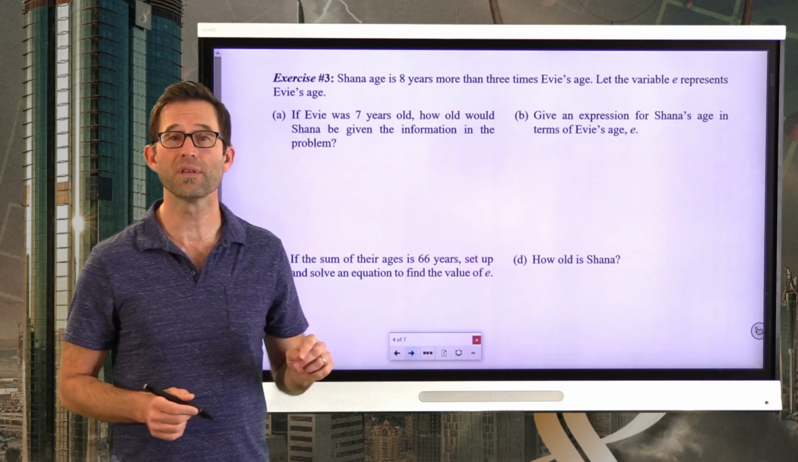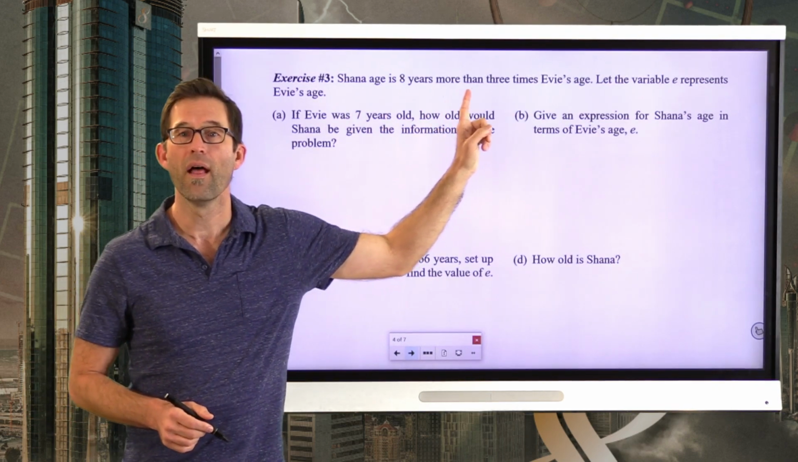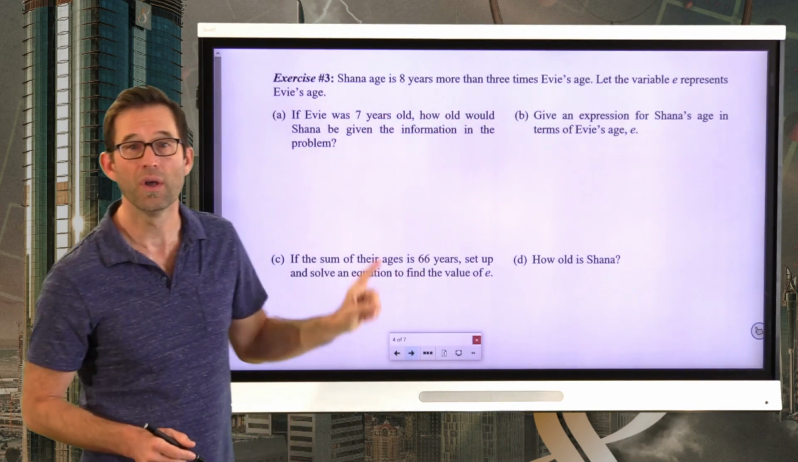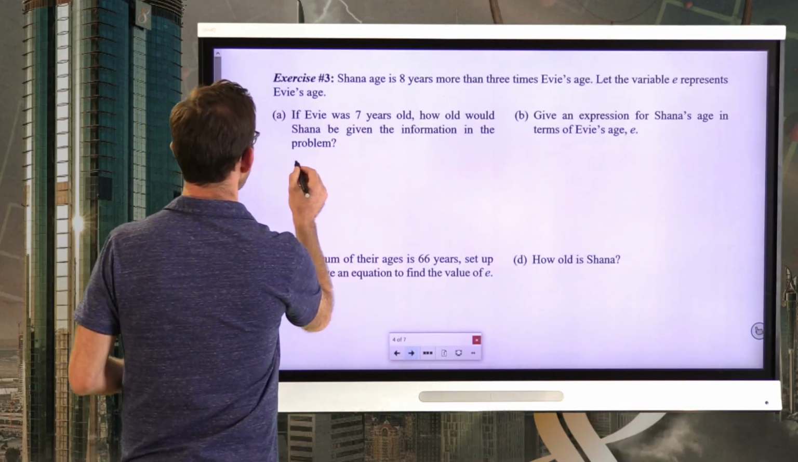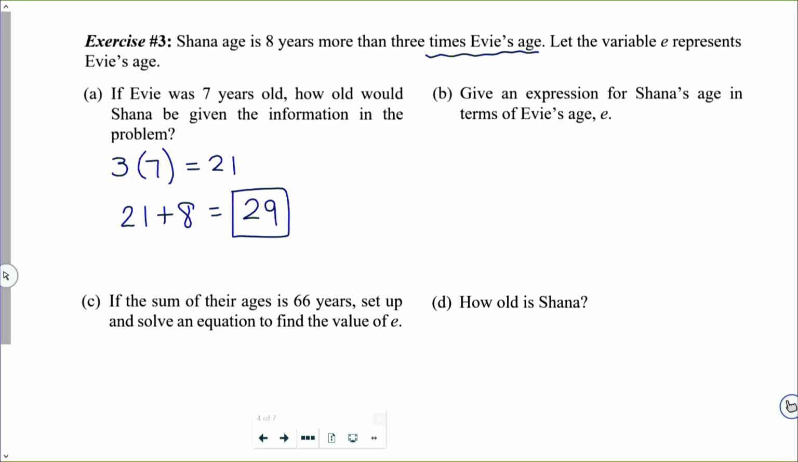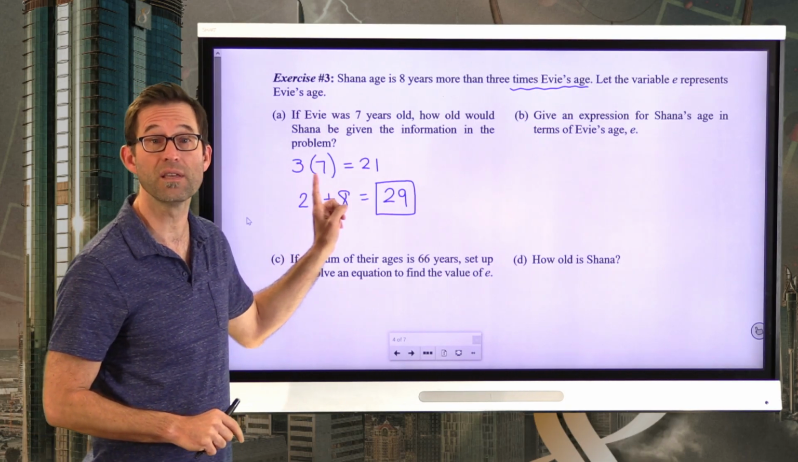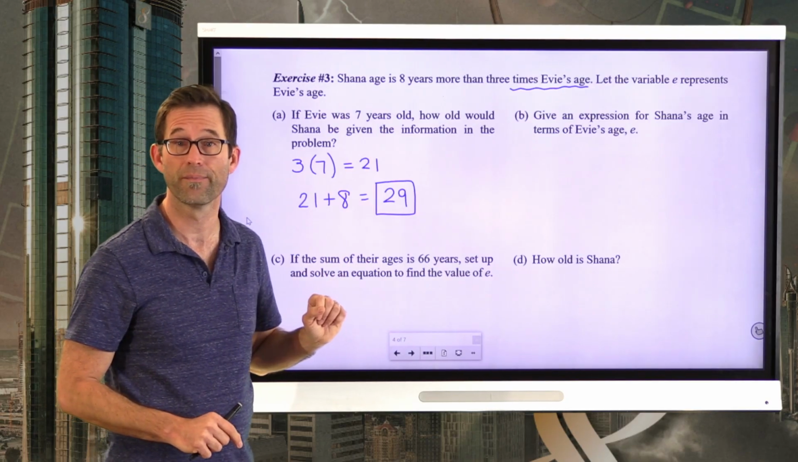All right. Well, specifically, the problem tells us that Shayna's age is 8 years more than 3 times Evie's age. So if Evie is 7 years old, then we could do 3 times 7 and get 21, right? That's 3 times Evie's age. And then we'd do 21 plus 8, and we'd get 29, right? So Shayna would be 29 years old, which we're getting by just doing 3 times Evie's age plus 8.